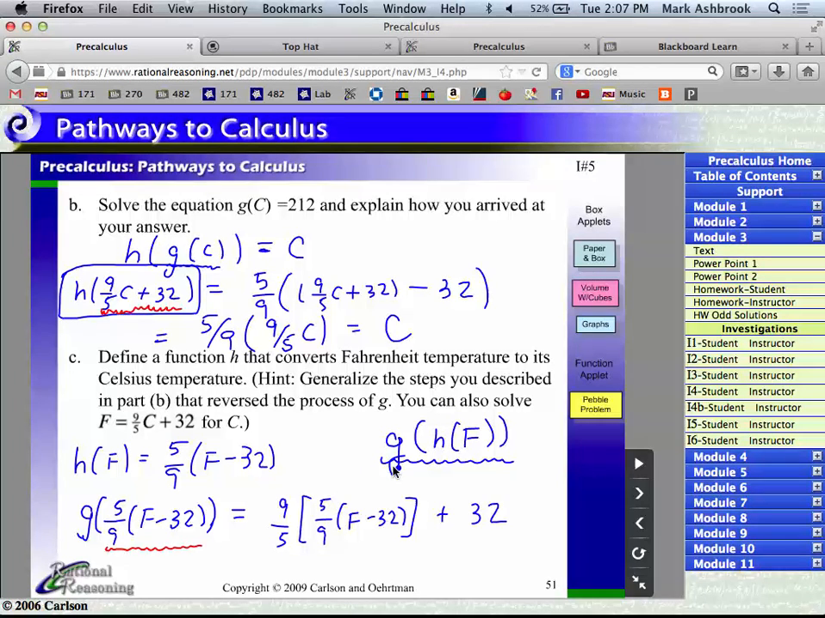And so what happens first? Simplifying. 5/9 and 9/5 becomes 1. And then we got F minus 32 plus 32, which is F, which is exactly what we were expecting, right? So first the 9/5 and the 5/9 multiply to be 1, and then F minus 32 plus 32 is F.